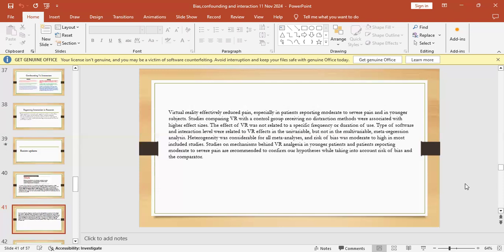Heterogeneity was considerable for all meta-analyses, and the risk of bias was moderate to high in most included studies. Studies on the mechanism of blinded virtual reality analgesia in younger patients and patients reporting moderate to severe pain are recommended to confirm our hypothesis while taking into account risk of bias and the comparator.